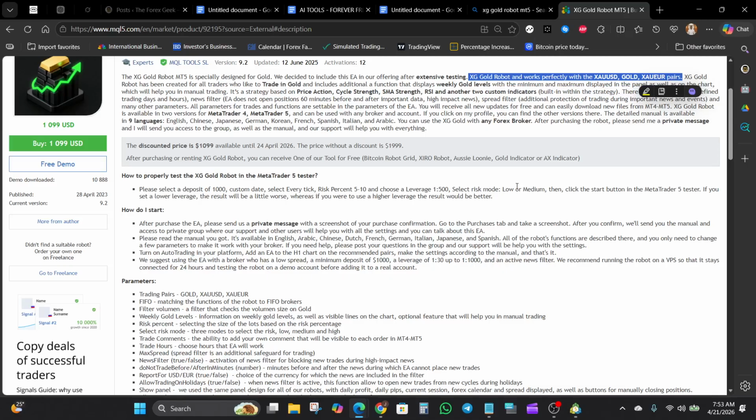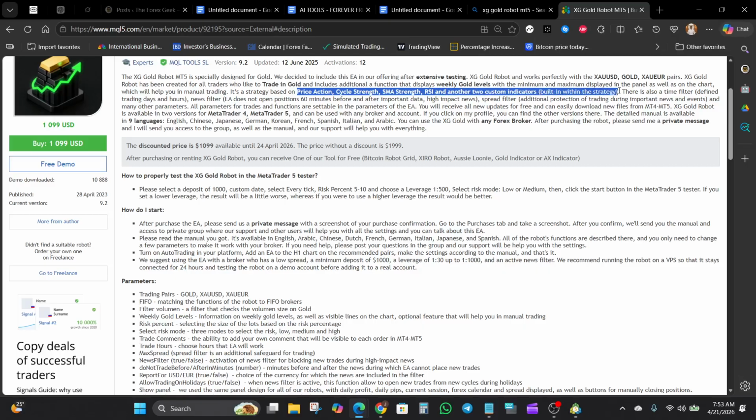It combines multiple components like price action, cycle strength. We can see them here: price action, cycle strength, SMA strength, RSI, and a couple of built-in custom indicators. So right away you can tell that this is more of a multi-factor strategy where different elements are working together to validate trade setups.